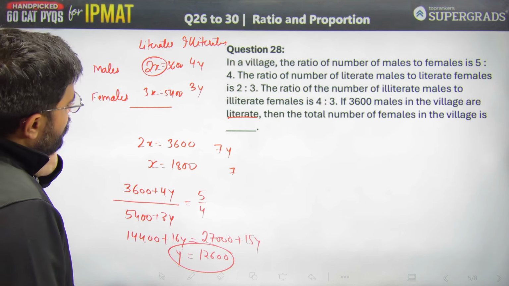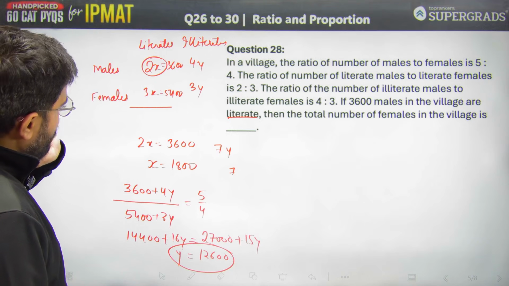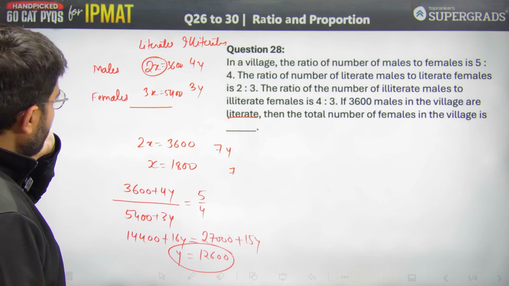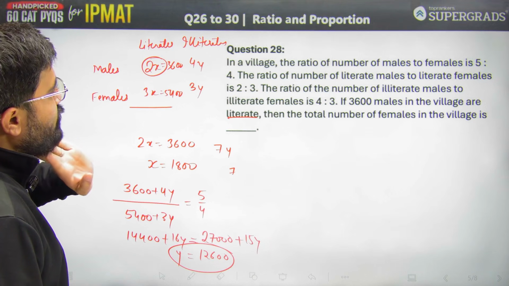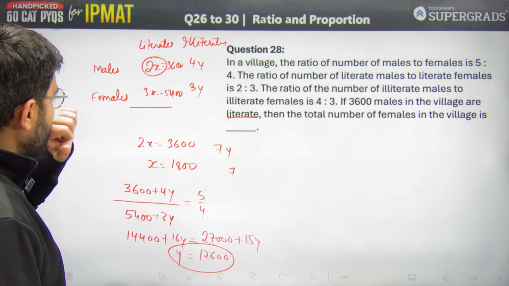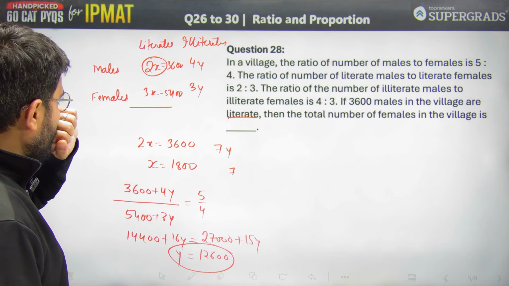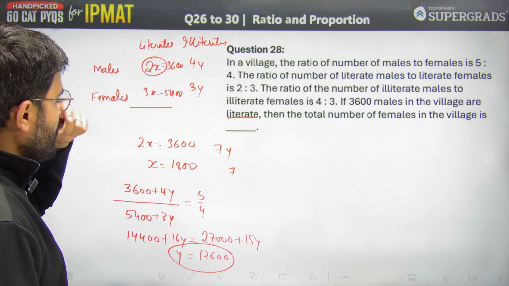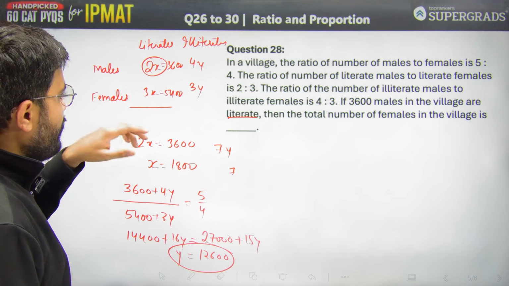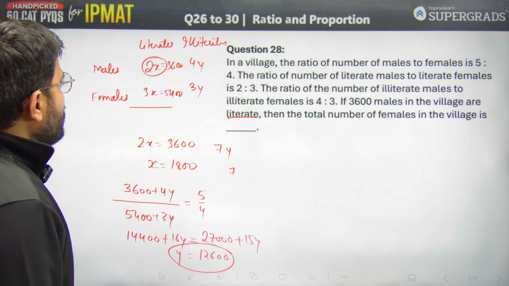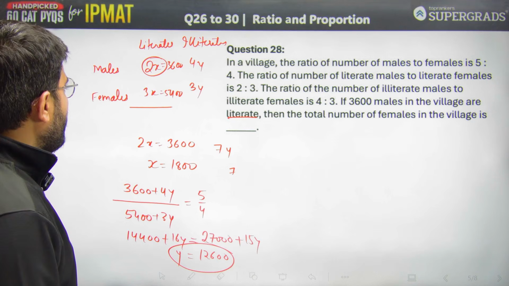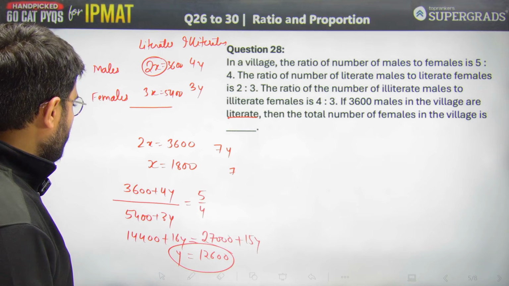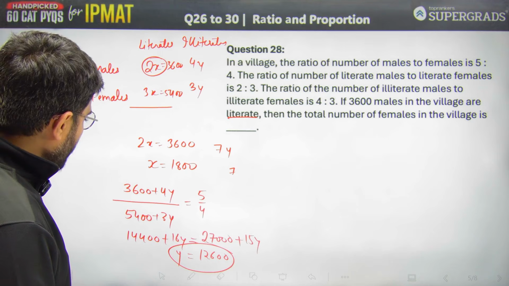Okay, fine. So 7y and 3y. The ratio of the number of literate males to literate females is 2:3, and the ratio of the number of illiterate males to illiterate females is 4:3. Males in the village are literate. So x comes out to be 1800. This is 3600. This is 5400. Is 5:4.